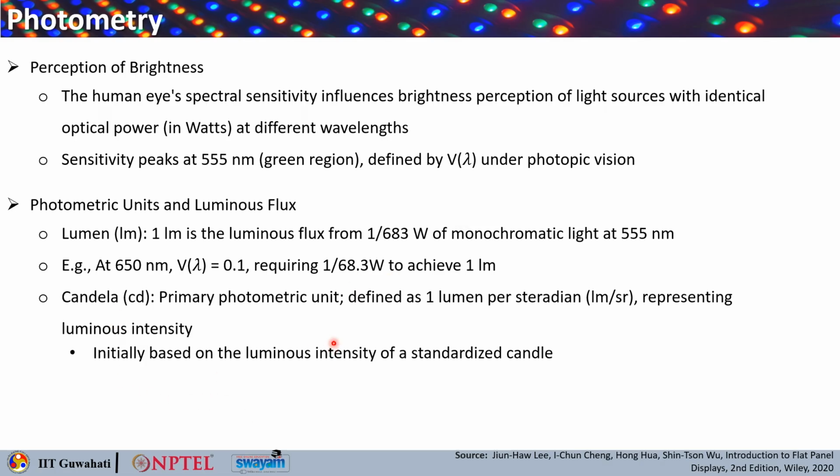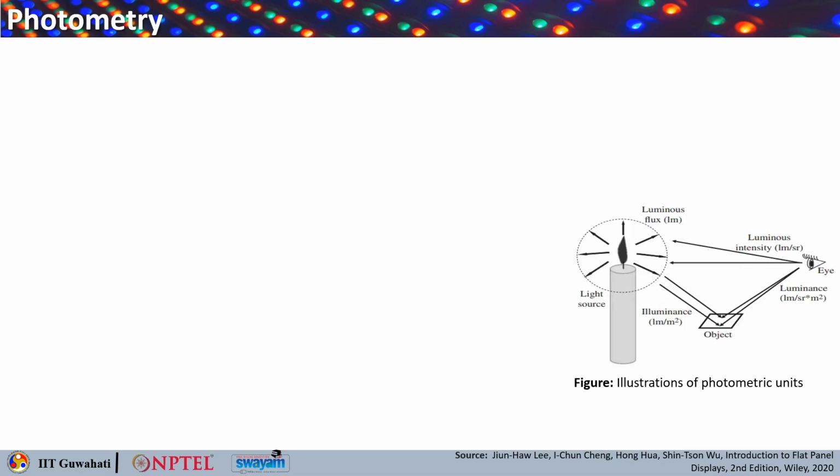Now, what is candela? It is a primary photometric unit, defined as 1 lumen per steradian. Steradian is the unit of the solid angle. This represents the luminous intensity. Initially it was based on the luminous intensity of a standardized candle.